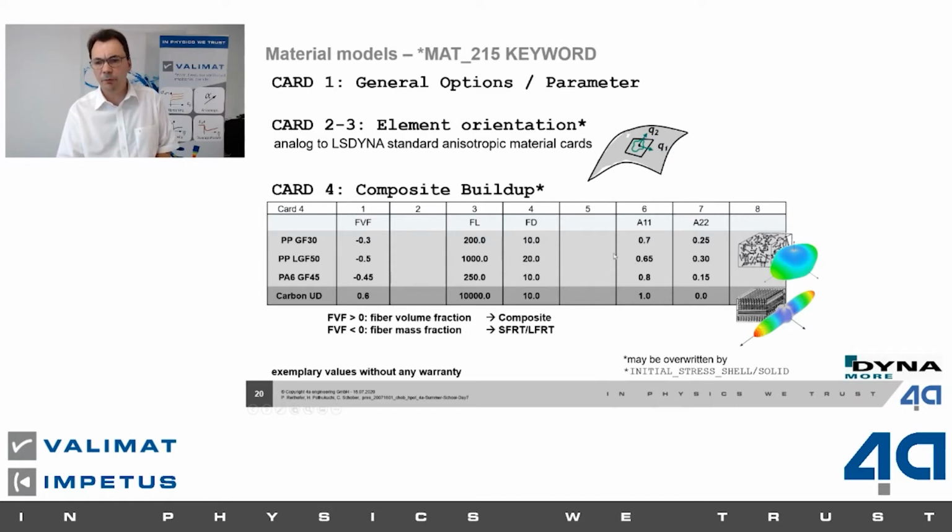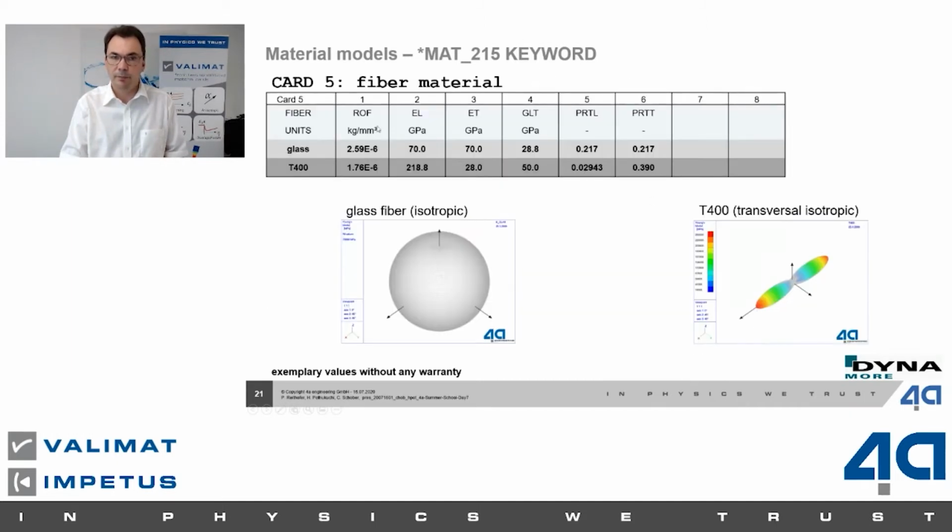The same thing that we have set up in our Valimat software is also directly implemented in LS-DYNA, and this fiber orientation here can also be overwritten by initial stress shell solid, so you can have an interface here in LS-DYNA. In card 5, you define the fiber material. Here are typical values, so if you would like to start, you find good starting parameters here to check how it works. Here for glass fiber or T400, these are the values which have to be used.